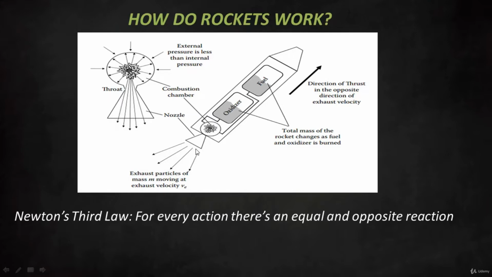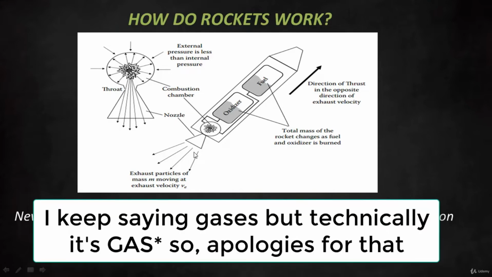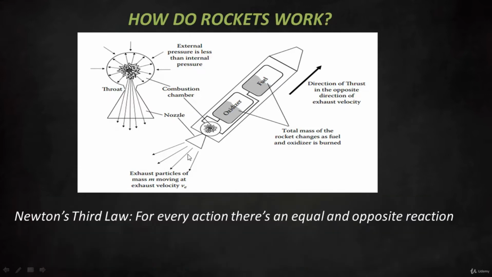Now we're talking about exhaust gases. Once those exhaust gases leave the nozzle, we're talking about an action. The action is the gases getting out of that nozzle. As they come out of that nozzle as an action, we get a reaction, which is of course the lift up of the rocket. And this is basically how rockets work.